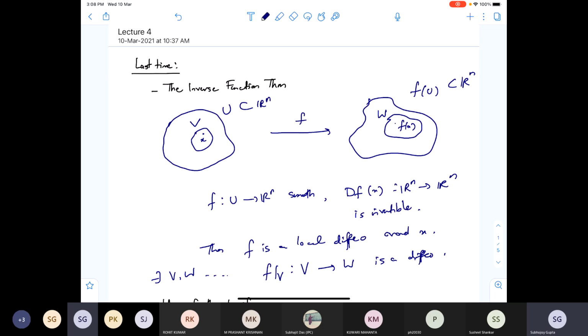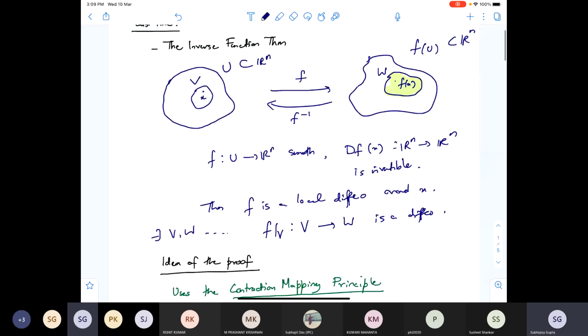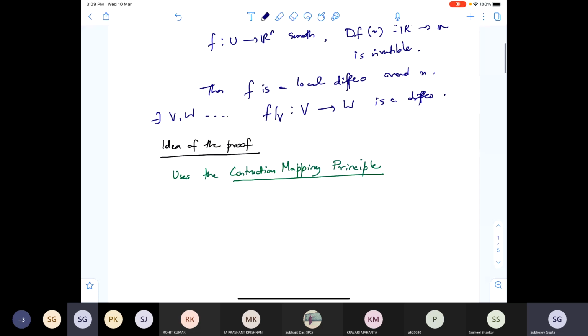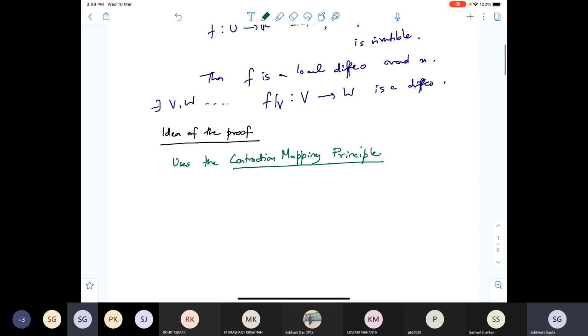So in other words, in this neighborhood W of f of x, one can define an inverse, right? So there's an f inverse that you can define on that. It's a local inverse. That's the inverse function of the inverse function theorem. Okay, so this is what the inverse function theorem is, and let me tell you a little bit. I assume that people have seen the proof, but let me just remind you.